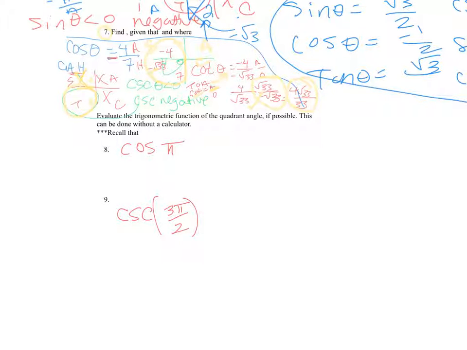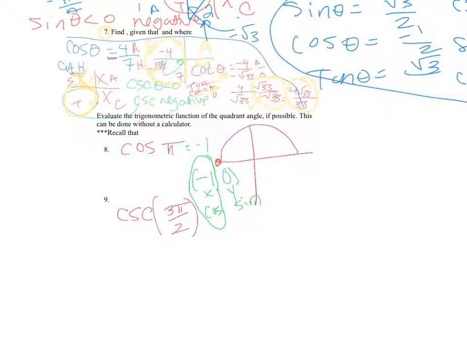So these next ones are actually kind of easy. For cos of pi, all that you're doing is trying to see where pi is on the unit circle. So pi is right here, and the ordered pair associated with that is -1, 0. X, y, cos, sine. Cos is on the left, so the value is -1.